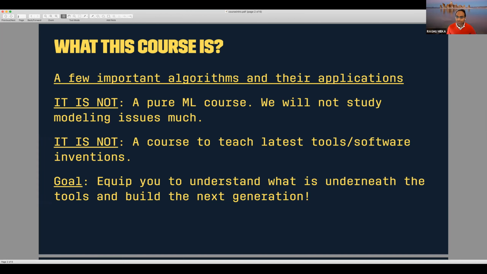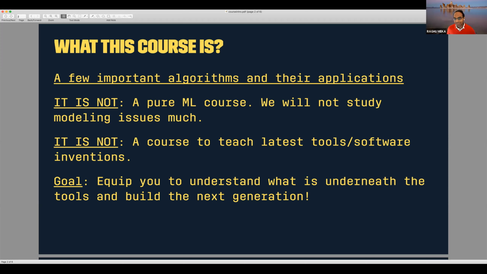So first, what this course is, it's going to be mainly about just a handful of algorithms and their applications. So it's roughly divided into 6 parts, and each part covers one algorithm and its variants and things like that. And what this course is not is, it's not a pure machine learning course, in the sense that we won't be putting much emphasis on building models and trying to decipher where models are coming from for the most part. We will address some of these issues, trying to look at the motivations and so on, but we won't dig deeper into them.